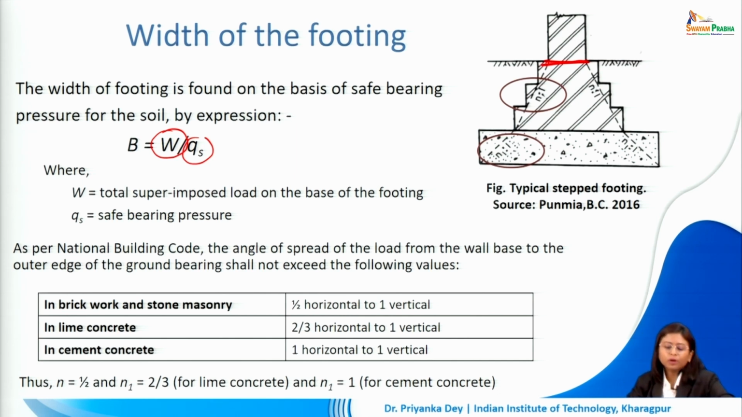In case of brickwork and stone masonry, the ratio is half horizontal to 1 vertical. In lime concrete, it is 2/3 horizontal to 1 vertical, and in cement concrete, it is 1:1. So thus N is half, and N1 is 2/3 for lime concrete and N1 is 1 for cement concrete. When we are dealing with a particular type of material that we are using for the footing base, based on that we can calculate the angle or the ratio in which the load transfer has to happen and accordingly design our footing.